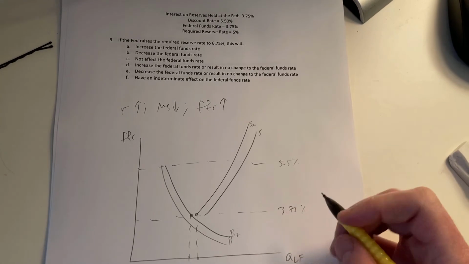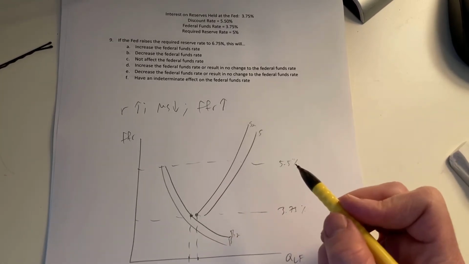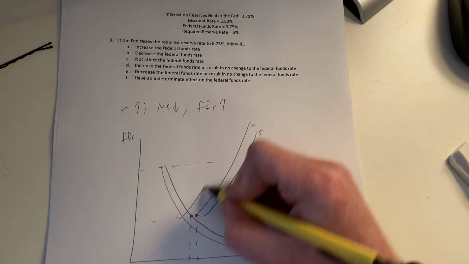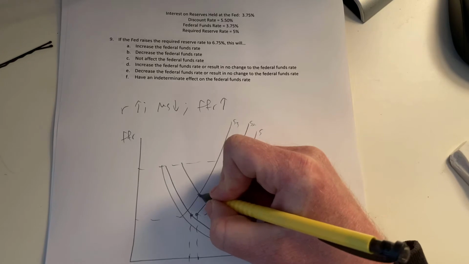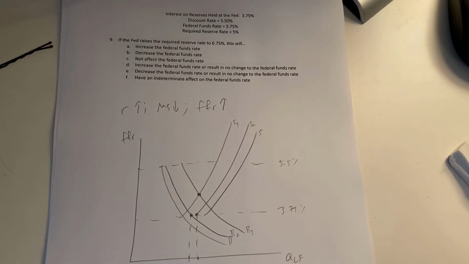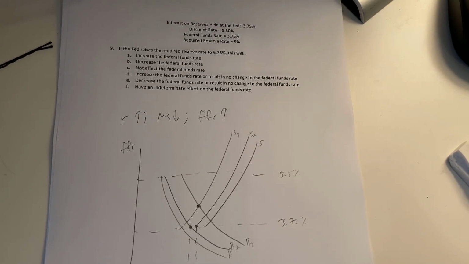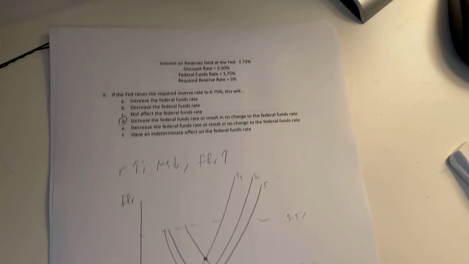However, if those shifts were just a little bit bigger, we would reach equilibrium, okay? So we could shift all the way to S3, could shift all the way to B3, and now we reach equilibrium. We don't have a binding price floor. So the bottom line is we don't know for sure. We have some idea because we know it can't drop. So the bottom line is the answer to this one is D. This would increase the federal funds rate or result in no change.